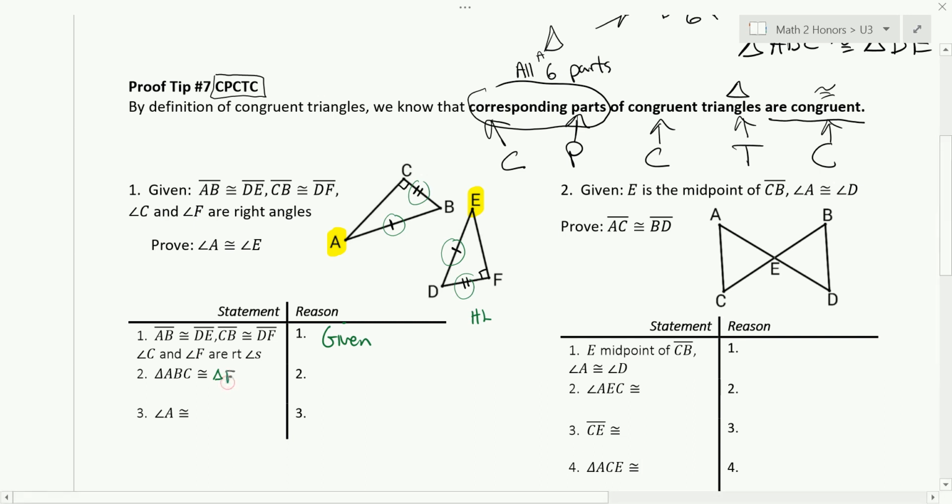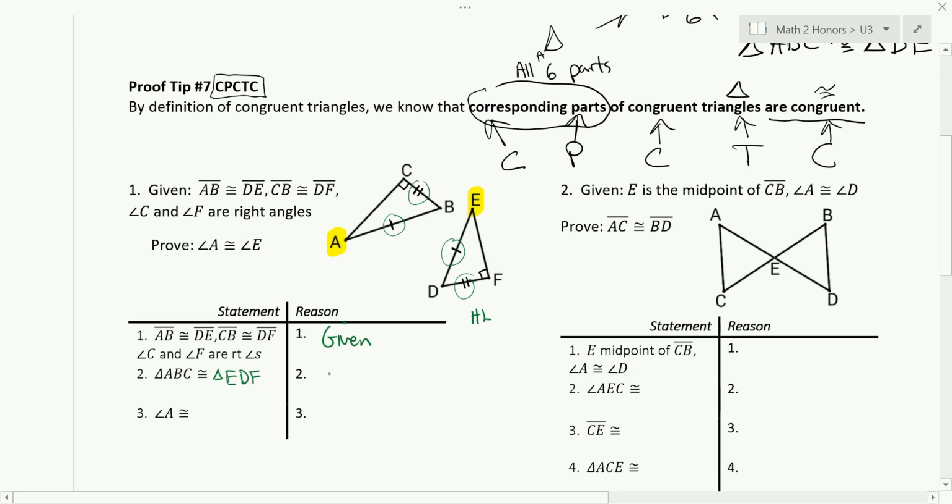E. What's the next letter? Careful, F is where the right angle is, and C is where the right angle is. So F and C need to be in the same spot. And we see that C is the last one, so you want to make sure F is the last one. So what would it be? EDF. Okay. And then Hope, why are they congruent?